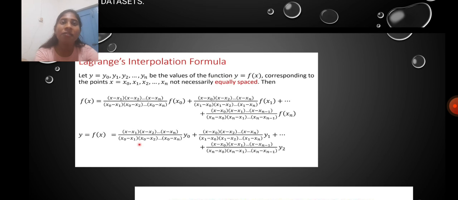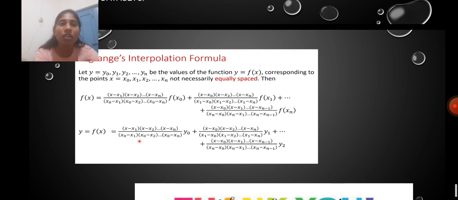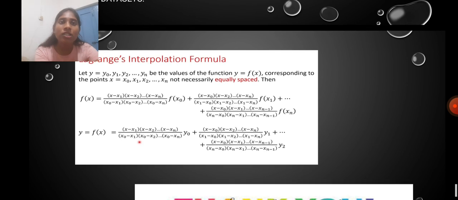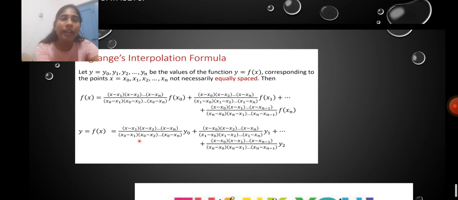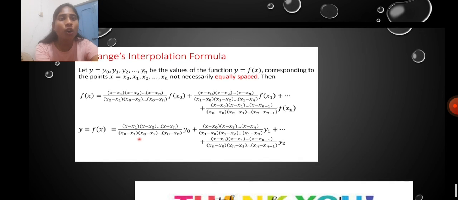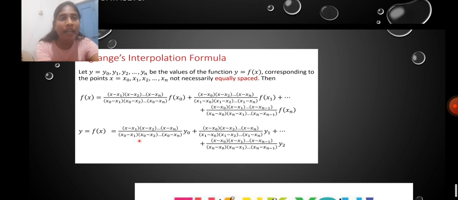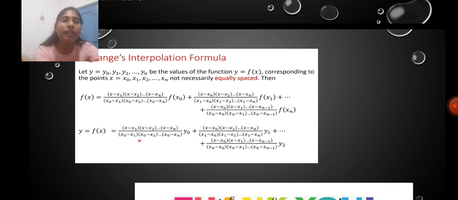The formula is f(x) equals (x minus x1)(x minus x2) and so on (x minus xn) over (x0 minus x1)(x0 minus x2) and so on (x0 minus xn), times f(x0), plus (x minus x0)(x minus x2) and so on over (x1 minus x0)(x1 minus x2) and so on, times f(x1), and it goes on till f(xn).